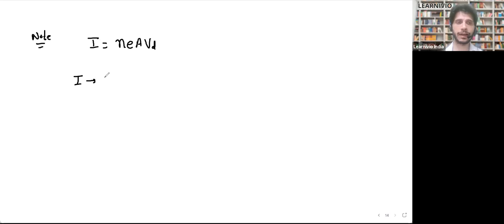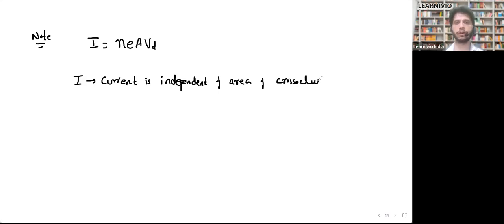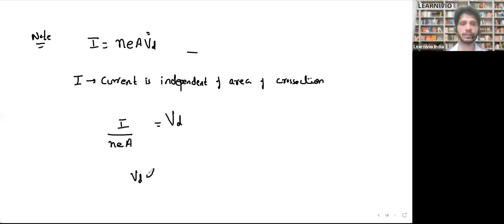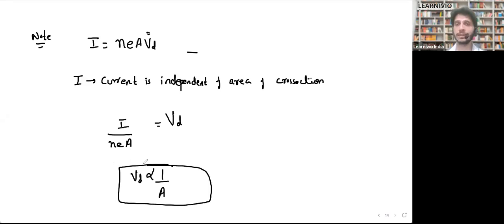So from here you write that current is independent of area of cross section. Current does not depend on area of cross section. So from here you can write that VD is I by NEA. So you can say that VD is inversely proportional to A. So drift velocity is inversely proportional to area of cross section, but current is independent.